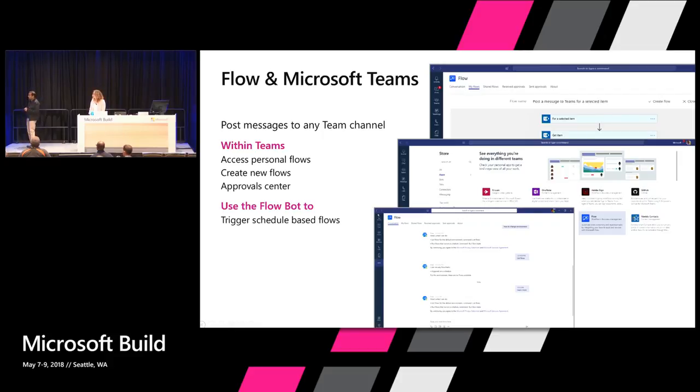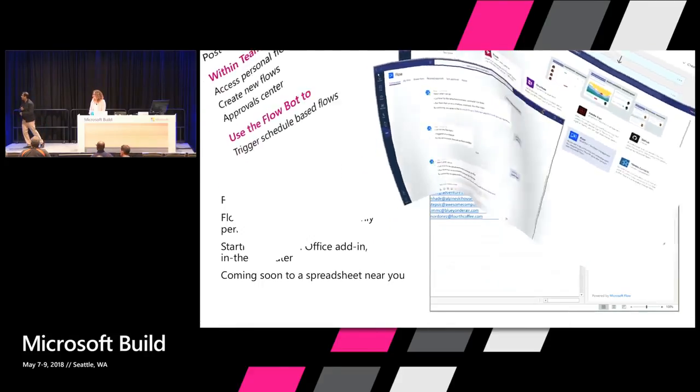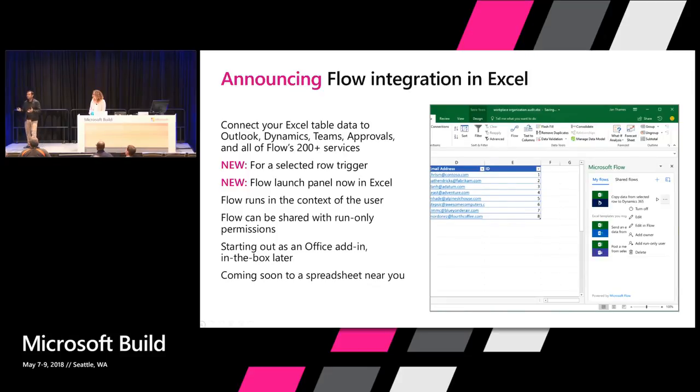And I want to take a moment to introduce a brand new integration. Those of you that were in my session earlier have seen what this slide does. But for the rest of you, revealing for the very first time, boom, is the Flow integration in Excel. So you can now connect your Excel table data to Outlook, to Dynamics, Teams, approvals, and all of Flow's 200 services. How do we do that, you might ask?